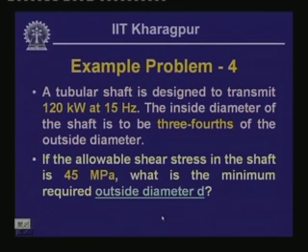Well, I have another example problem set for you. We will discuss this next time. A tubular shaft is designed to transmit 120 kilowatt at 15 hertz. The inside diameter of the shaft is to be 3/4 of the outside diameter. If the allowable shear stress in the shaft is 45 MPa, what is the minimum required outside diameter d? This particular problem is similar to the one we have discussed today, of how, if we transmit power, we find the diameter of the shaft necessary. So, from today's discussion you should be in a position to evaluate this example.